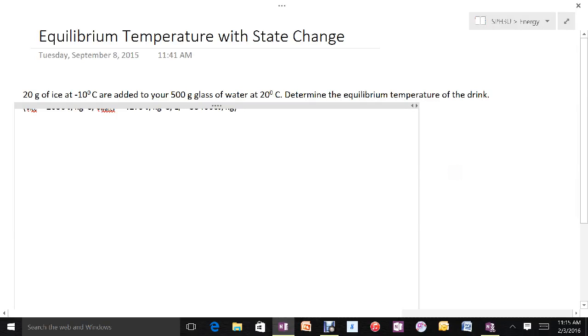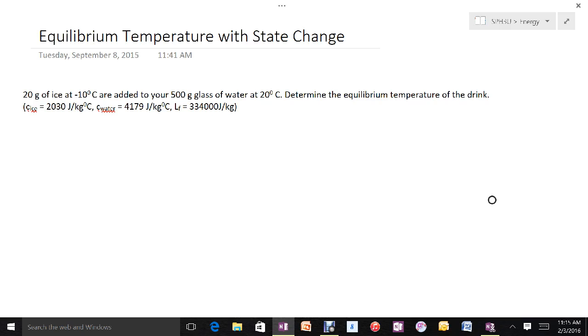Alright, in this video I'm going to do a problem where I have some ice and some water that have been put together. What's important about this problem is that the ice is going to melt, and we're going to take that into account while finding the equilibrium temperature of the two substances.